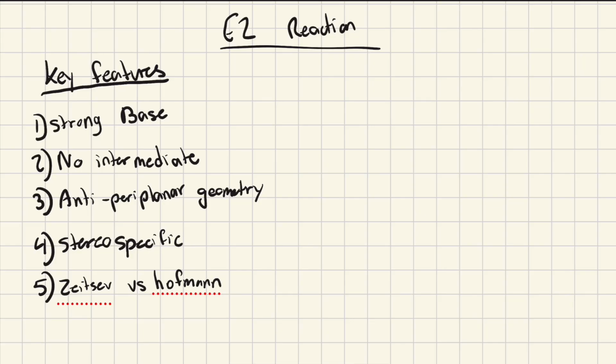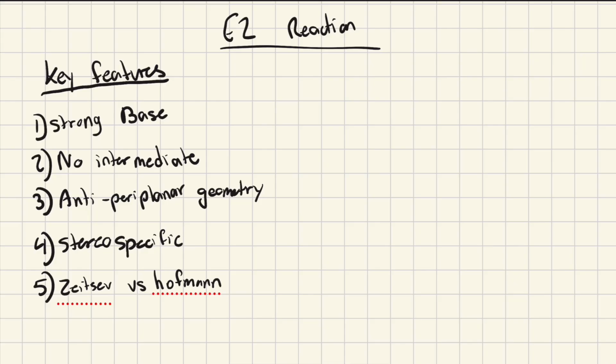We're going to need a strong base regardless. The second key feature is that there's no carbocation intermediate. So this is different to E1 in that there's no rearrangements happening here. The third feature is that it uses anti-periplanar geometry. This means that the beta hydrogen and the leaving group must be in the same plane but on opposite sides.